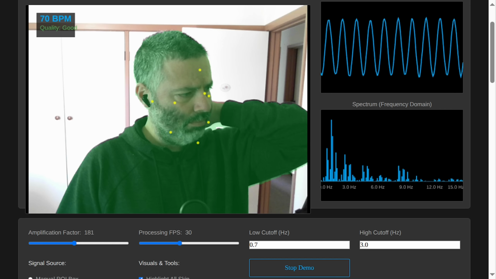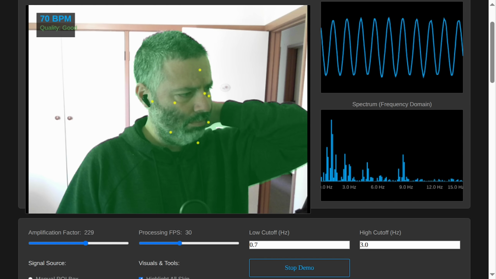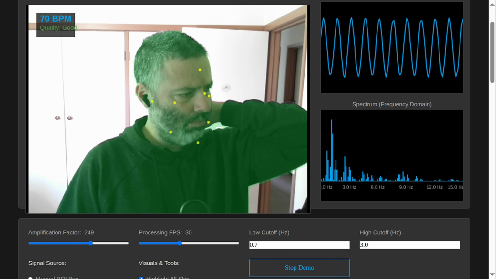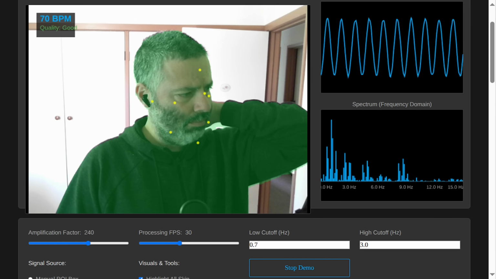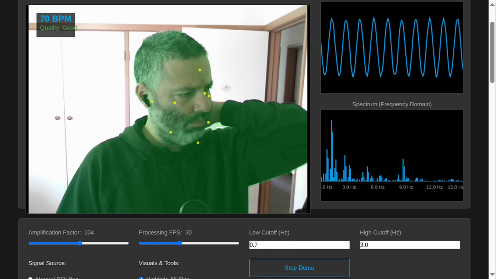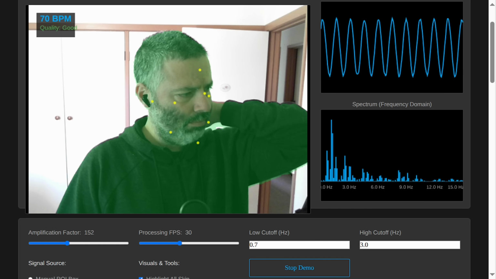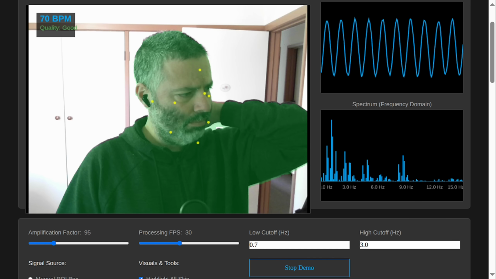Understood. Now, about this box. At first, I had to draw a little green prison on my own forehead. Stay in the box, Pulse. Don't you wander. That was the manual ROI mode. It works, but it's clumsy. If you move your head, you leave your ROI behind.